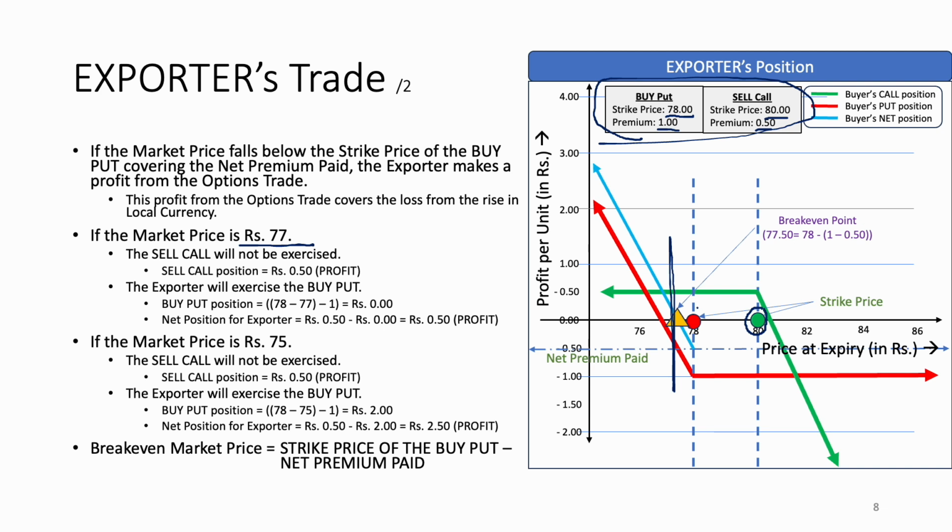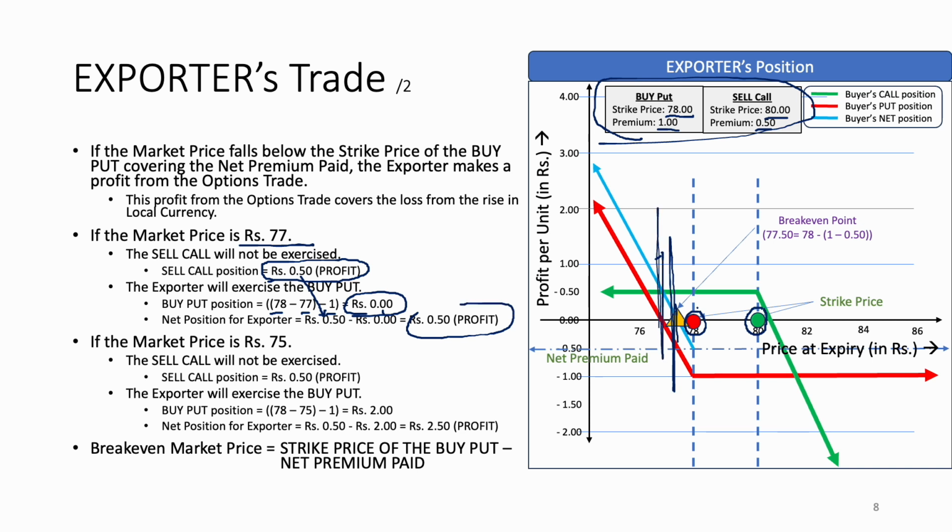So what our exporter will get is the 50 paise premium for the sell call, as a profit. The exporter, however, will exercise the buy put because the market price is less than the strike price of the buy put. From this position, the strike price is 78 rupees, the market price is 77 rupees, and 1 rupee is the premium paid. So his net position is that he gets 0 rupees from this. He makes a profit of 50 paise from the call and doesn't earn anything from the buy put. So he makes a net profit of 50 paise here.